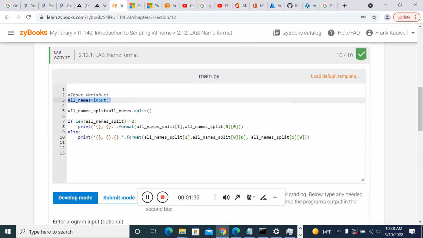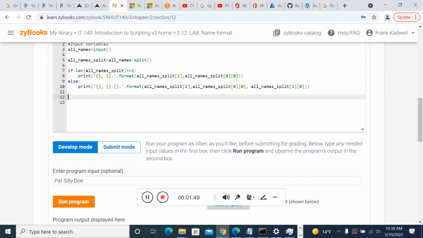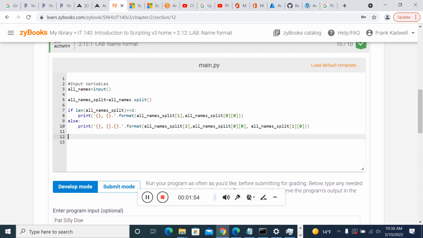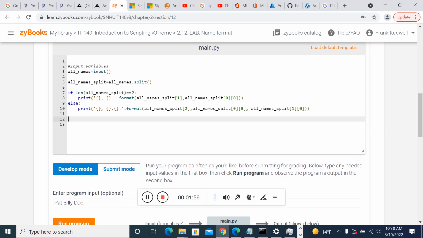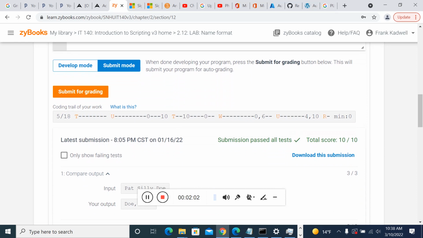You should only have one input line in your code, and then we do a split, which is talked about in Chapter 2. However, what is not talked about in Chapter 2, as we all know, is if-then-else statements. So that is why I give people the solution to this lab. I apologize if there was any confusion around the actual solution, but this will work. And as you can see, when I submit it, I get 10 out of 10.